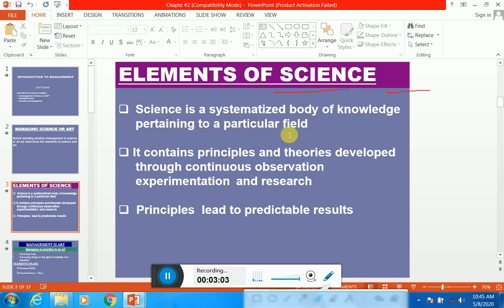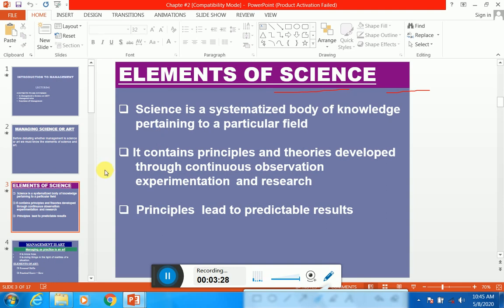Systematized body means an authorized body of knowledge, an authentic body of knowledge. That is according to some principles, according to some rules, according to a theory. So in science we have a clear, systematized body of knowledge, a pool of knowledge available.